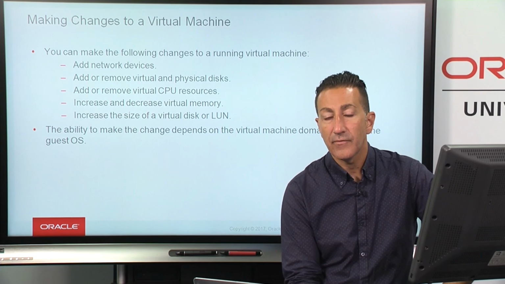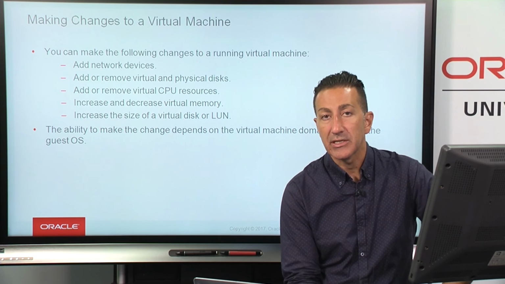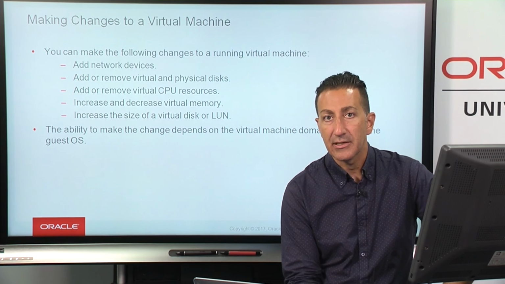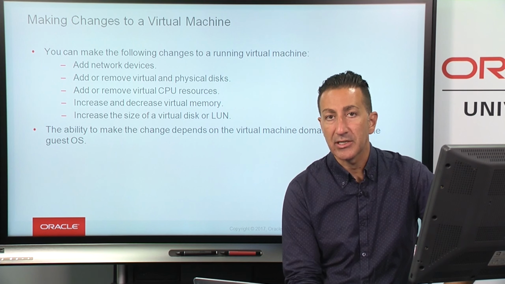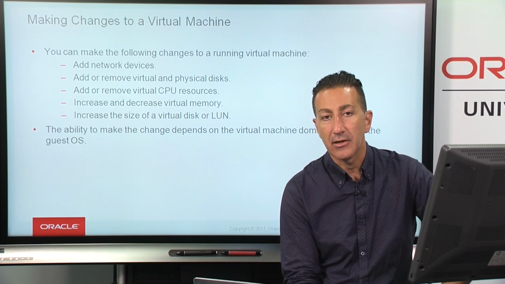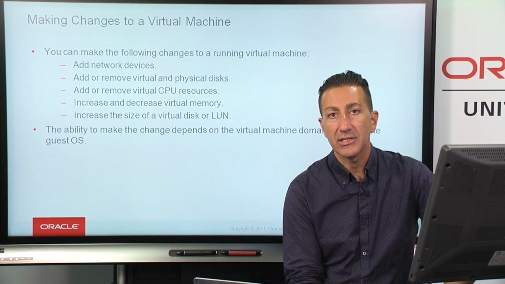For LUNs it is different, because you can increase the size, and with the partprobe utility, you automatically update the new size, so the operating system is aware of this new size. So you see it's different for virtual disks than LUNs. And the ability to make the change depends on the virtual machine domain type and the guest OS.